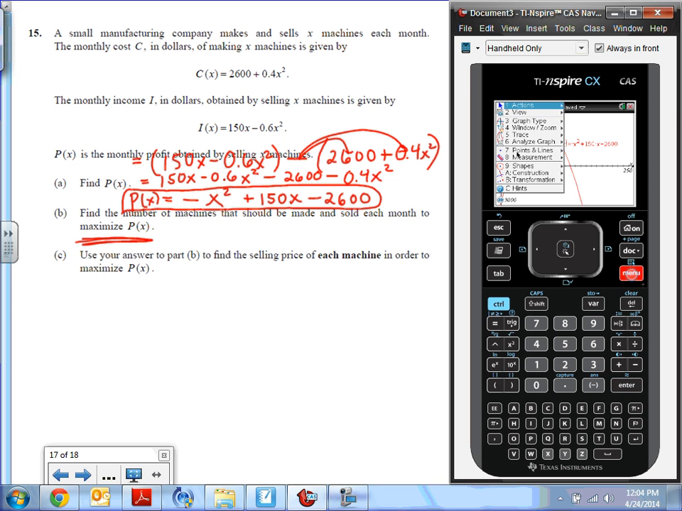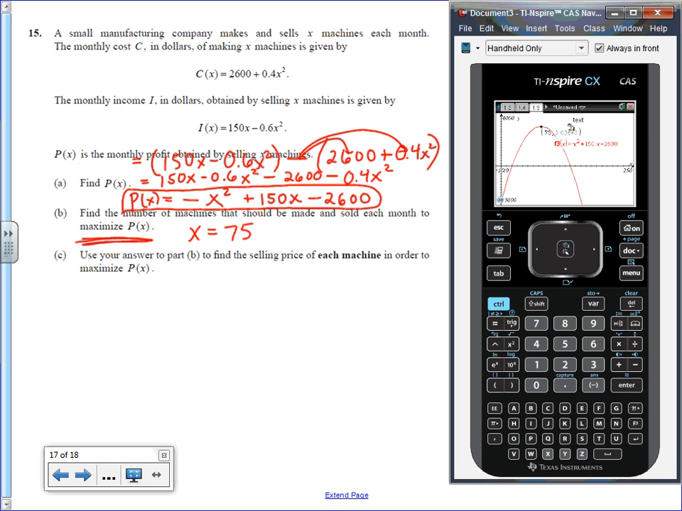Then we go to menu, then analyze graph, find a maximum, click on the left, click on the right. It tells me that the maximum is 75, comma, some large number for profit. It's written in scientific notation, but it's not asking me for the profit right now. It's asking me for the number of machines I would need to get that profit, and the number of machines is an X value. So it's pretty clear that the number of machines I would need to make is 75 machines.